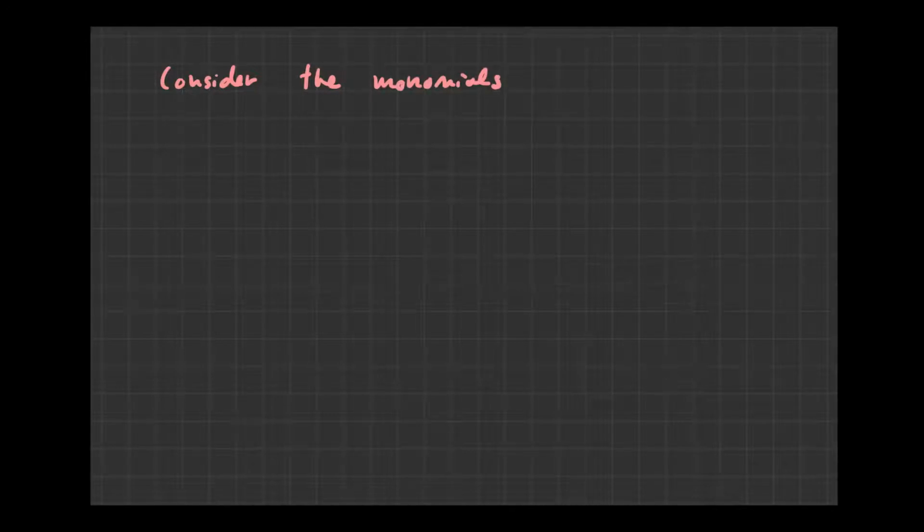Let's say we've got 6x squared y z cubed and 15x cubed y squared z. Okay, so these are our two monomials. They share some variables, right? They both have variables that are x, y, and z. They have different amounts of x, y, and z, but in general, they share those variables.